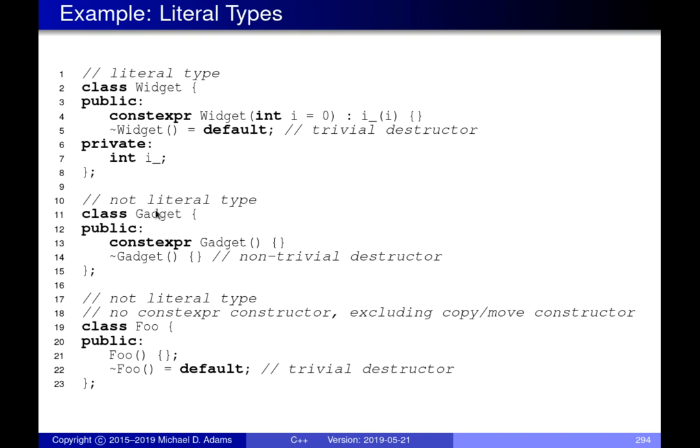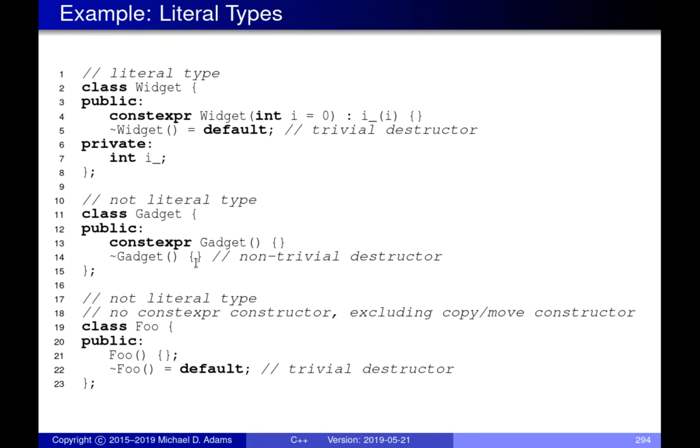This gadget is an example of a type that's not a literal type. The problem here is it doesn't have a trivial destructor. Although we wrote the destructor ourselves and there's empty brace brackets there, meaning that we're not writing any code to do anything, the language does not deem this to be trivial. Trivial means you don't even say anything about what it does. You can say equals default, but thou shalt not write anything in terms of what the code should be, including an empty pair of brace brackets.